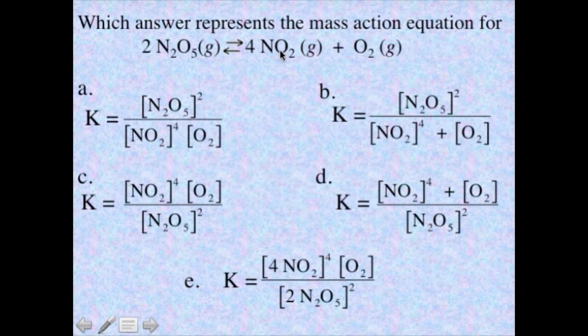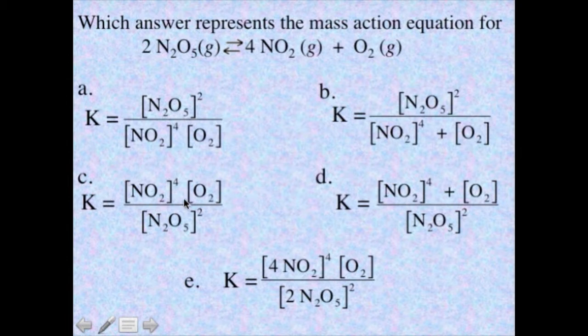All right, see if you can come up with a mass action equation for this reaction. Put your playback on pause, come back, and we'll discuss it. All right, so remember, it is the product concentrations multiplied together to the power of their respective coefficients divided by the reagent concentration, in this case to the power of its coefficient. So right off the bat, we can knock out answer A because the reagent is in the numerator. So that's gone. B is the same thing, and it's gone.